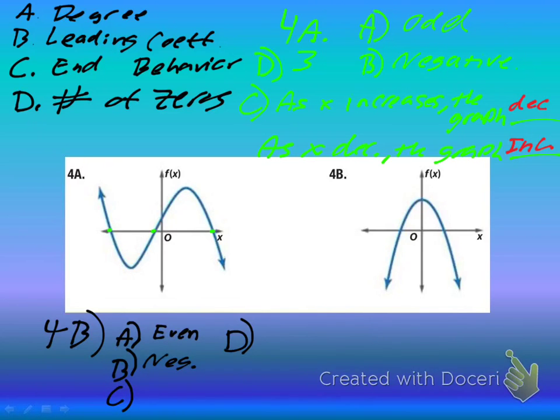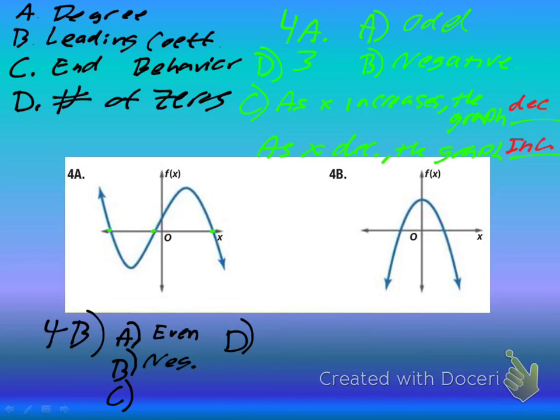For C, I'm going to shortcut and just have you answer back and make sure we get this right. As x increases, so x is getting bigger, what's the graph doing? Decreasing, it's going down. As x decreases, the graph is decreasing. The correlation between the degree, leading coefficient and end behavior is always the same. So every even degree, negative leading coefficient polynomial is going to have end behavior like we just said. As x increases, the graph decreases. As x decreases, the graph decreases.